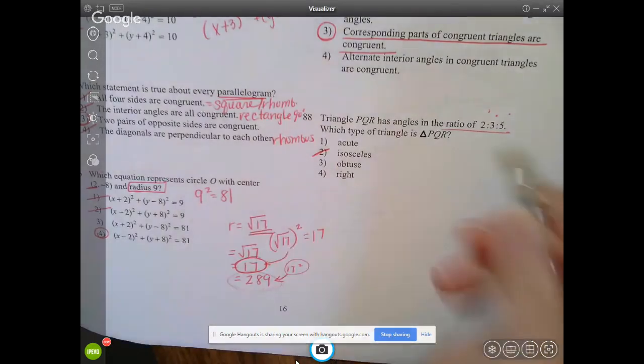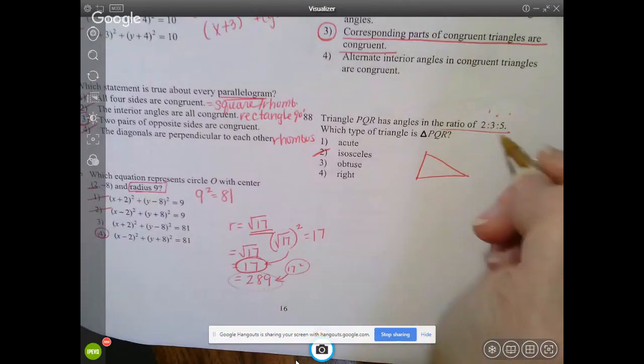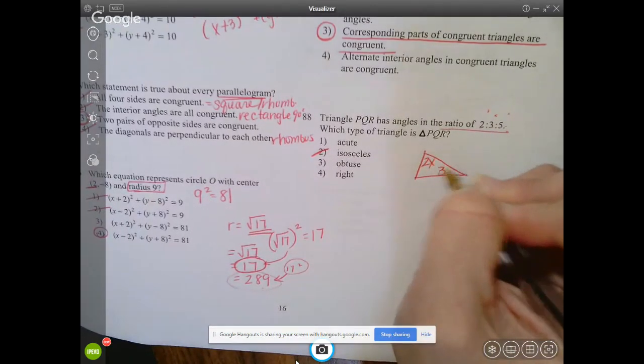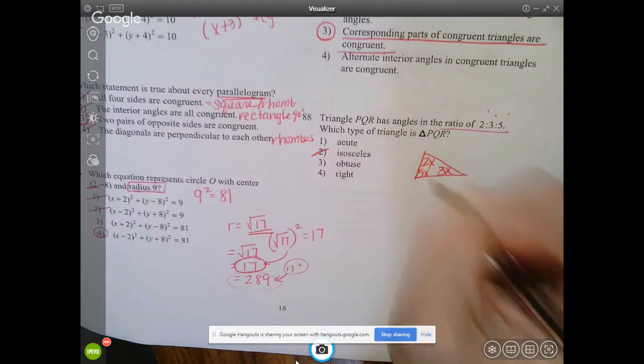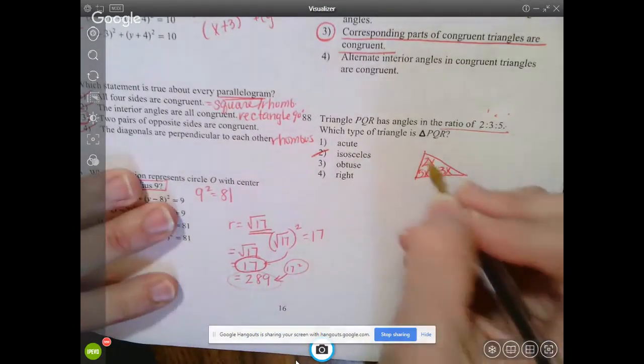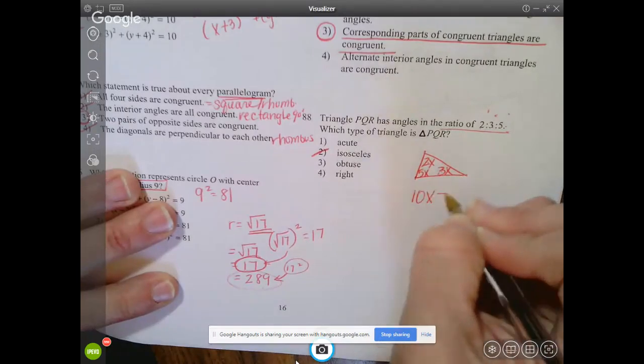So what we're going to do is just draw any triangle. It doesn't have to be pretty. And we know we have 2, 3, and 5. So I'm just going to label it 2x, 3x, and 5x. It doesn't matter if it doesn't look right. We're just labeling it 2x, 3x, and 5x because it's going to help us solve it. So if we add these up, 2 plus 3 is 5. 5 plus 5 is 10. So we're left with 10x.